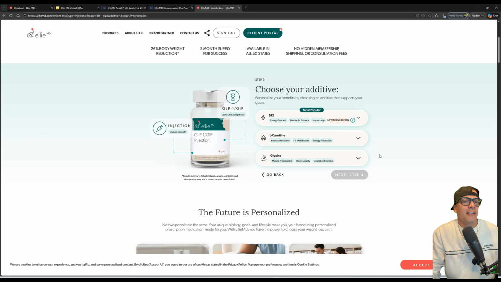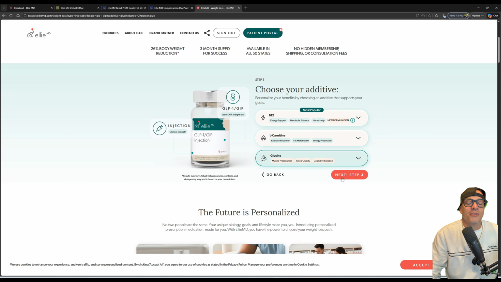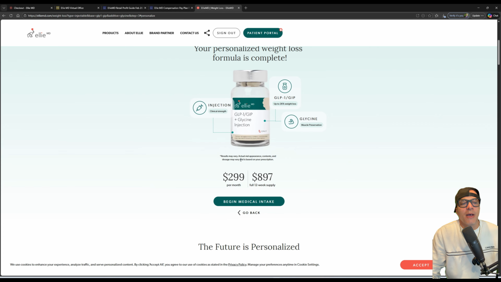So I'm big into health and fitness, so I'm going to select glycine to help preserve that muscle, I should say. Go on to step 4, and here's where you're met with the price. Now, when we first came on, the price for this was north of $400.